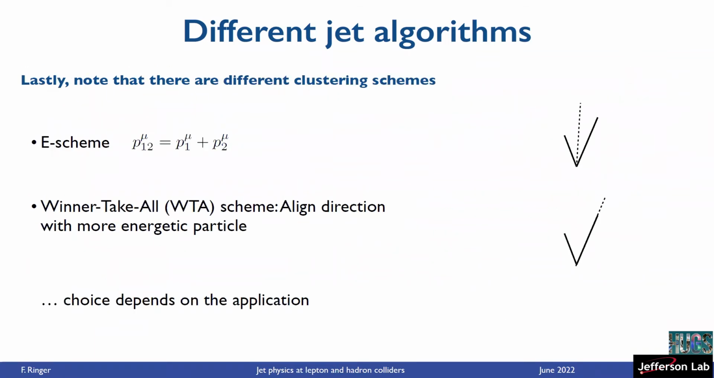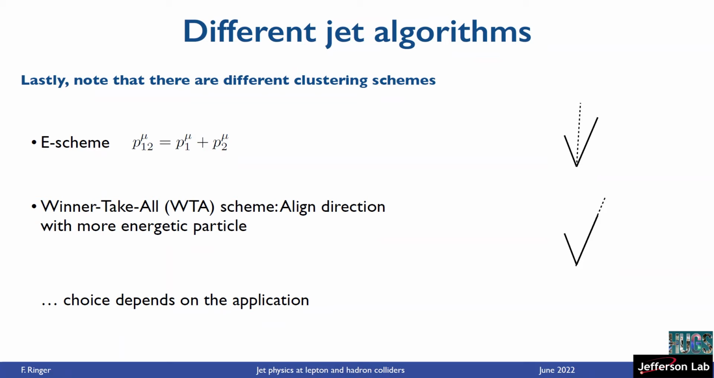All right. Lastly, I briefly wanted to mention, just because it appears often in the literature, there's also a dependence on how you group particles together. When you have your clustering, and you find the pair of particles that has the smallest distance, then you group them together. Before, I didn't say much about it. We just used what is called the E scheme, where you just sum the two four-vectors together. It'll look something like this, where you have two particles and the dashed line is the sum of the two. But there are other schemes for how you could add them together.